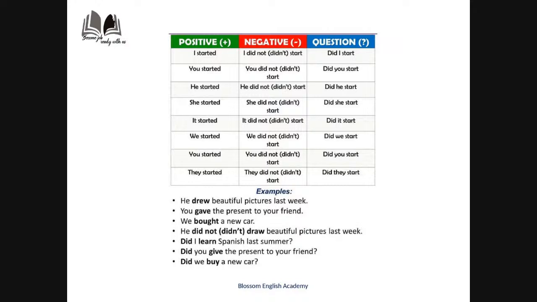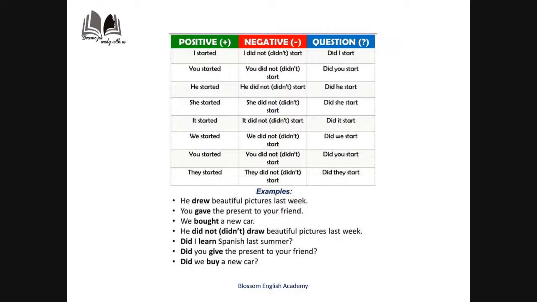Let's get through the examples. "You gave the present to your friend." So the action has already happened, which means the present is already given, right? So it is an irregular verb, as you can see, because the first form would be "give," and the second form would be "gived." No, wrong. Since it's an irregular verb, you write it as "you gave." Okay, and "we bought a new car."